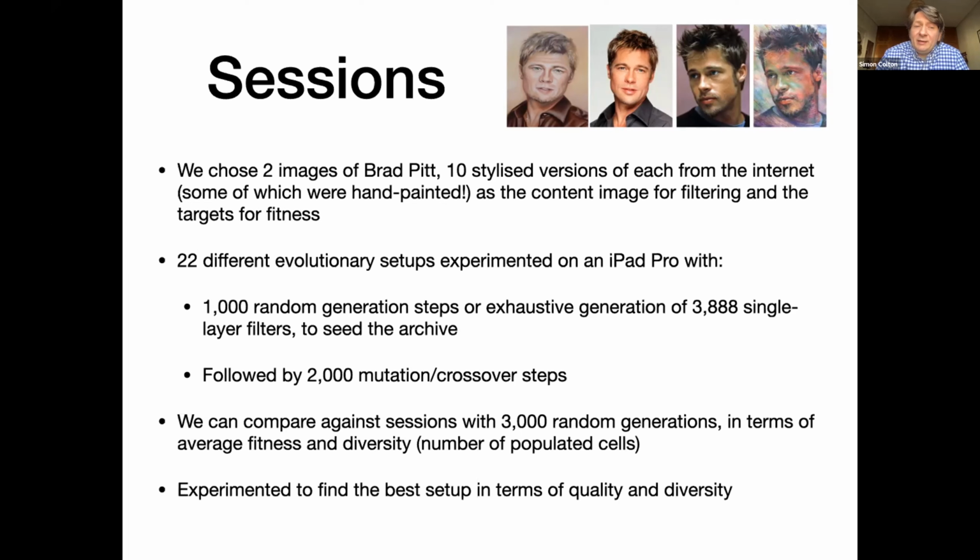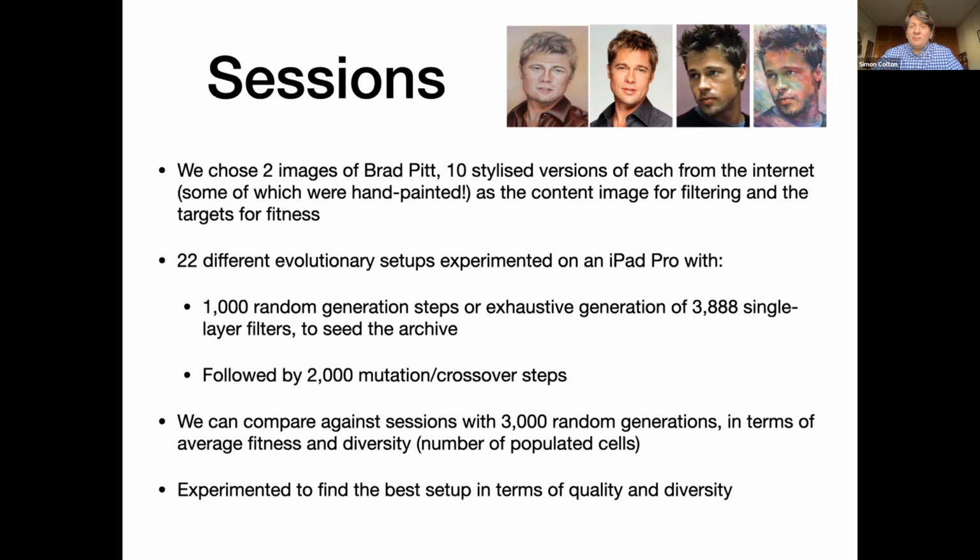And then after the seeding, you get 2,000 mutation and crossover steps with the particular setup that you've got for your evolutionary search. And then you compare against what you would have got if you'd got 3,000 random generations in terms of both the average fitness, how close it looks to the stylized version of Brad Pitt, and the diversity, which is the number of populated cells.